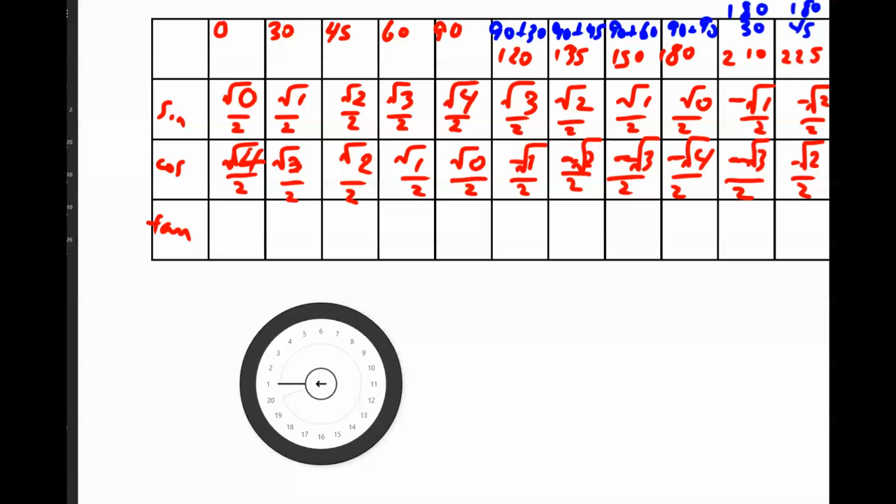And when you do tangent, basically what you're going to do is sine divided by cosine. So 0 divided by 4 is 0. 1 divided by square root of 3 is 1 over square root of 3.